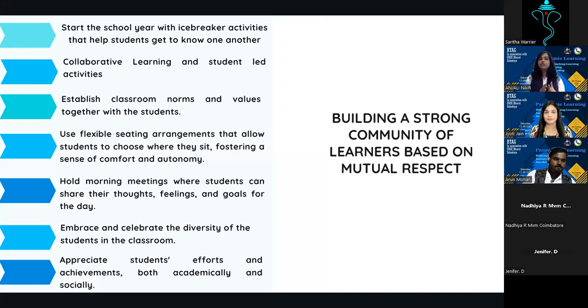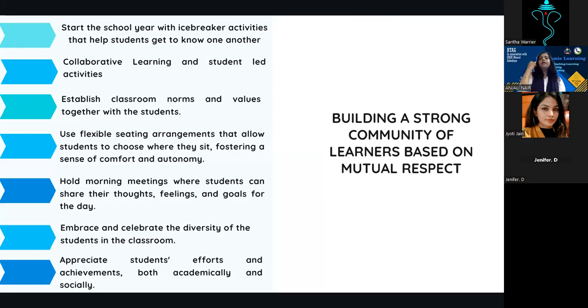Now every teacher should have some classroom norms and values. And these classroom norms and values can be drafted with the help of students in the classroom. You can use flexible seating arrangements that allow students to choose where they sit, fostering a sense of comfort and autonomy. You may think that these flexible seating arrangements may lead to distractions or indiscipline in the classroom, but it's not necessary that every time it has to be there, but you should always encourage flexible seating arrangements in your classroom.